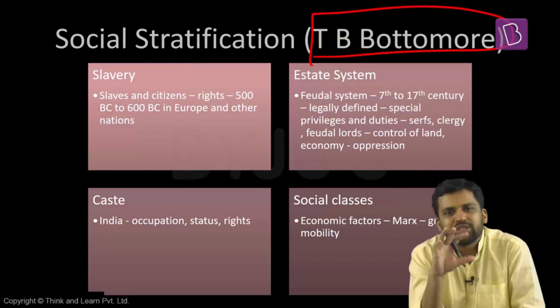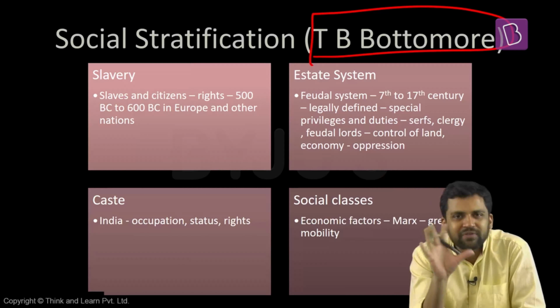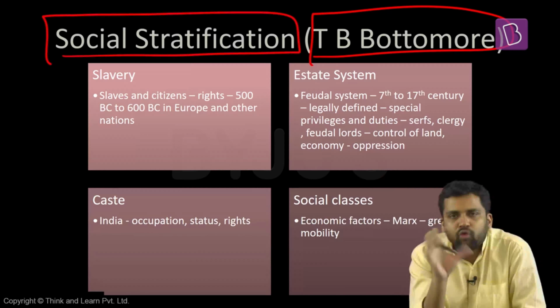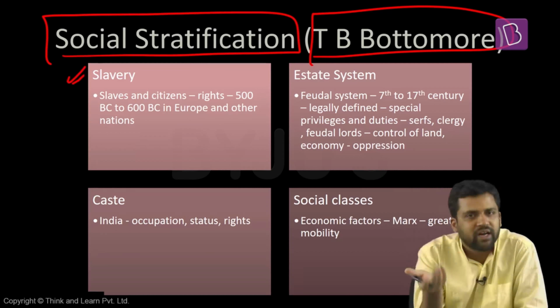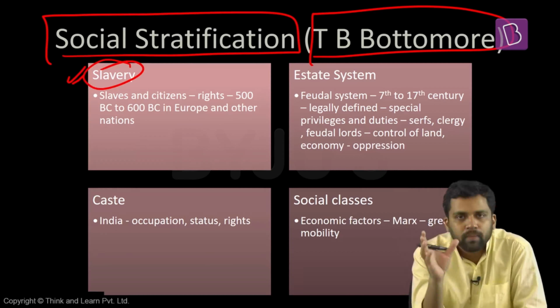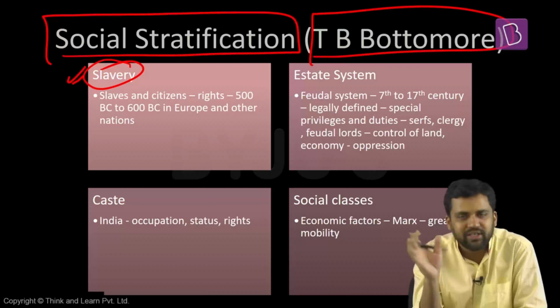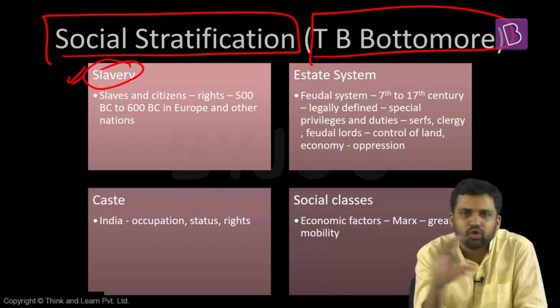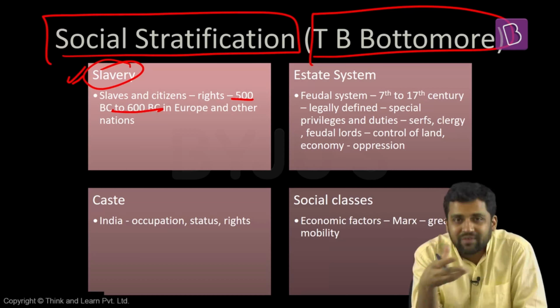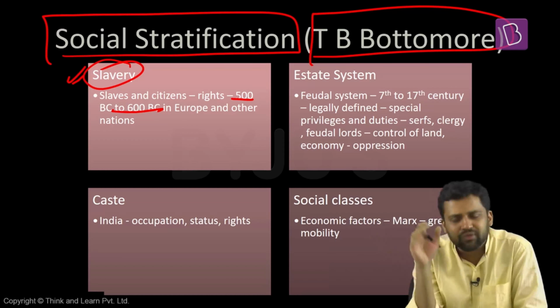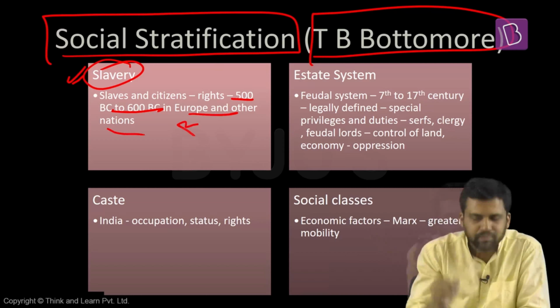T.B. Bottomore talks about social stratification, and he gives 4 types of social stratification, 4 ways in which societies are stratified or have been stratified. So T.B. Bottomore says that the most ancient form of stratification was slavery. So the society here was divided into slaves and citizens. Citizens are those individuals who had citizenship rights. Slaves did not enjoy any such rights. 500 to 600 BC, that was the period when slavery system was quite predominant. It was there later on as well, but this was the period when it was quite predominant in Europe and many other nations. So it is a kind of stratification.